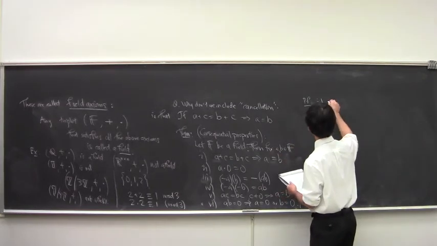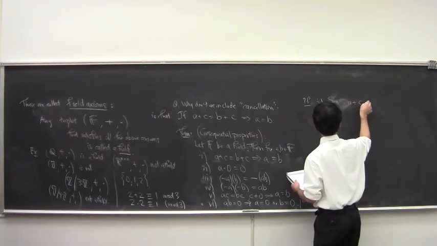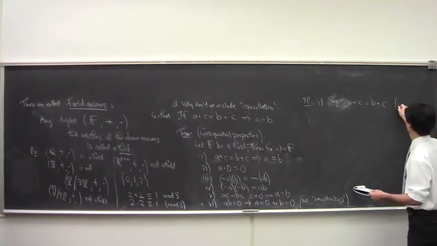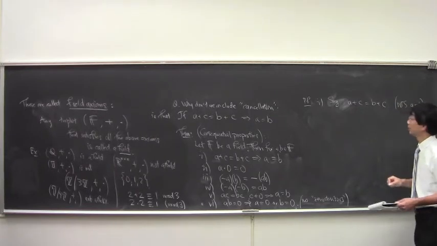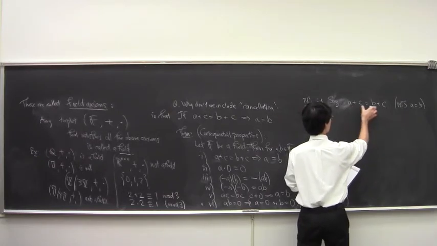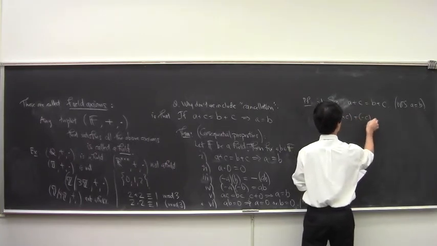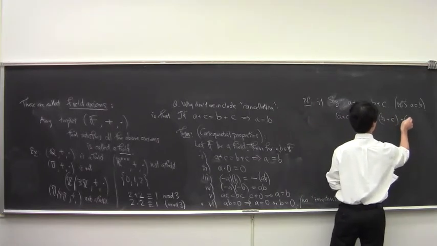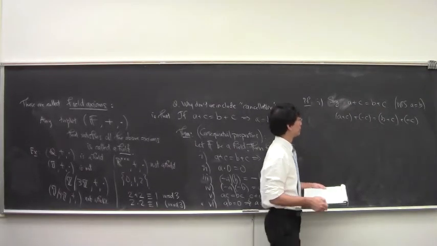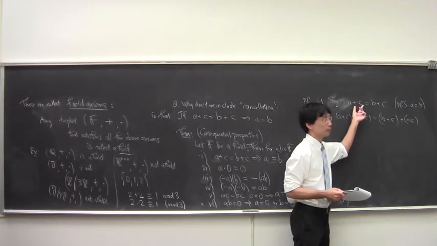So let's prove the first one. Say that A plus C equals B plus C, and you want to show that A equals B. So I'm going to add the same thing to both sides. This plus this equals this plus this. That's just adding the same thing to the same thing.